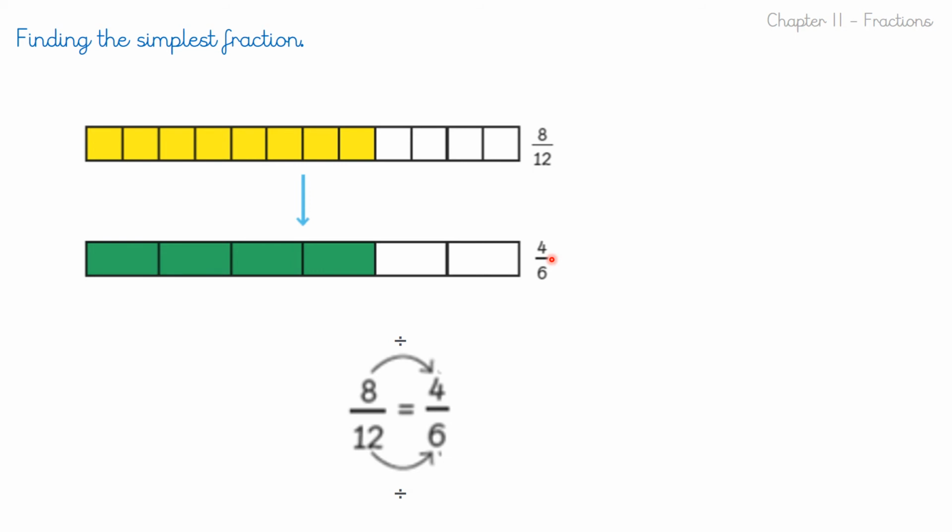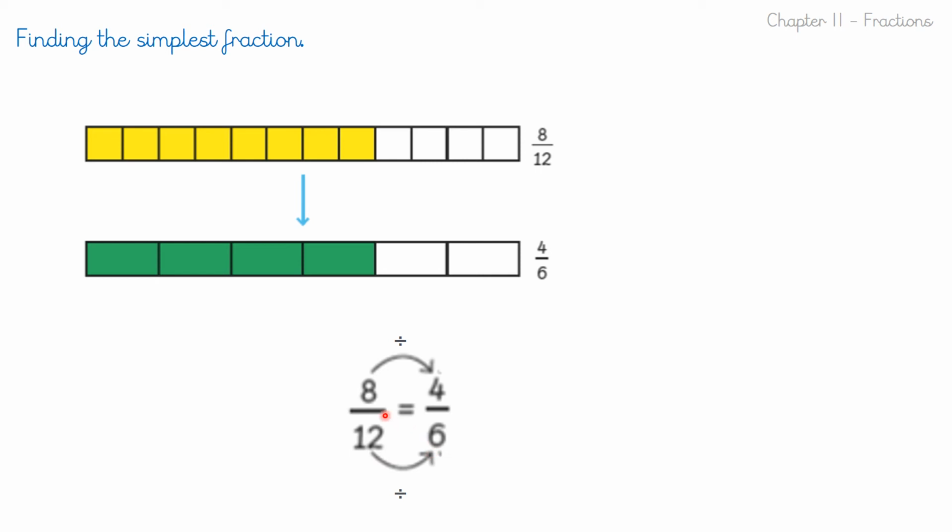And remember that we are now using our division knowledge to find the simplest fraction. Do we know if these fractions are equivalent? Yes, we do, because we've got fraction bars that are showing us. So we need to divide our numerator and denominator by the same number in order to find the simplest fraction. So 8 divided by something equals 4, and 12 divided by that same something equals 6.